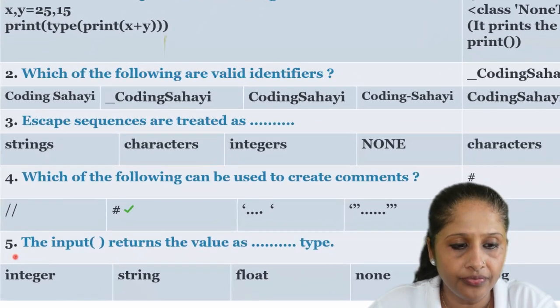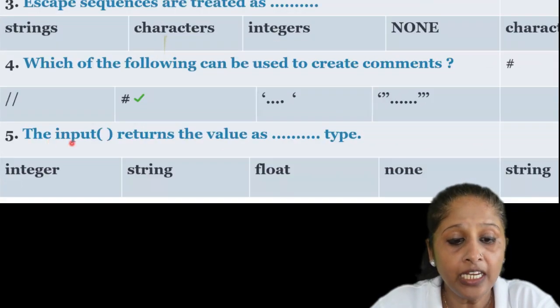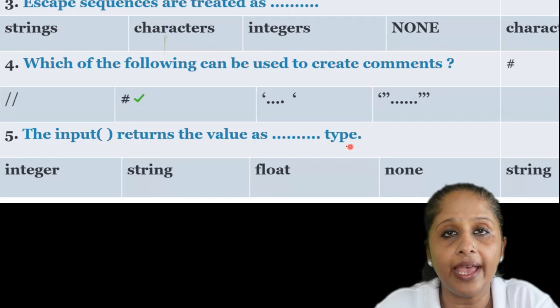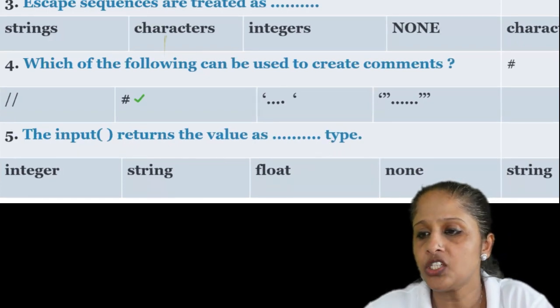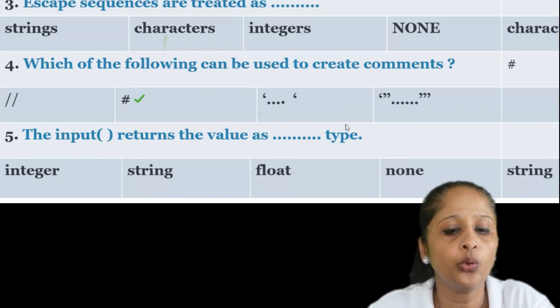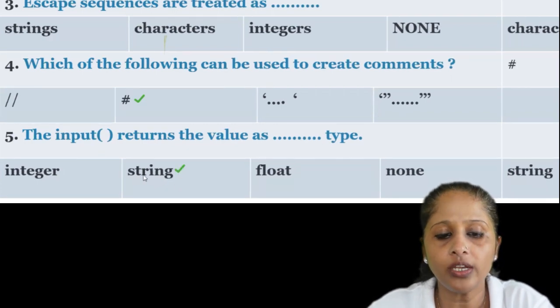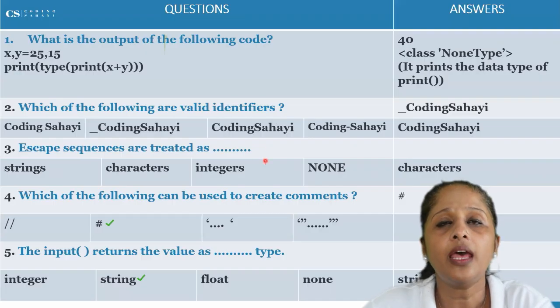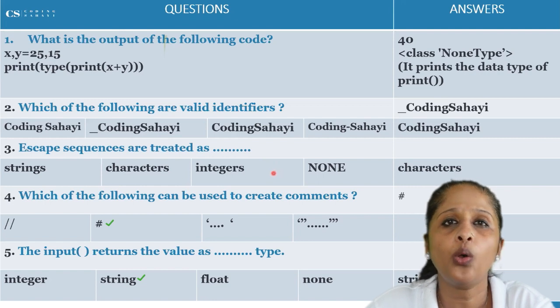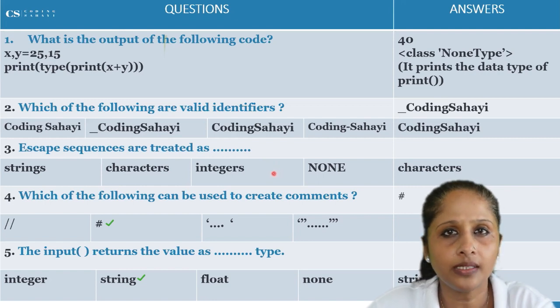Next we have the fifth question. The input returns the value as dash type. You know this answer, right? That is, the input function returns the value as string, or the default value of the input function is string. So these are some multiple choice questions from our first chapter. Now let's check some long answer questions.